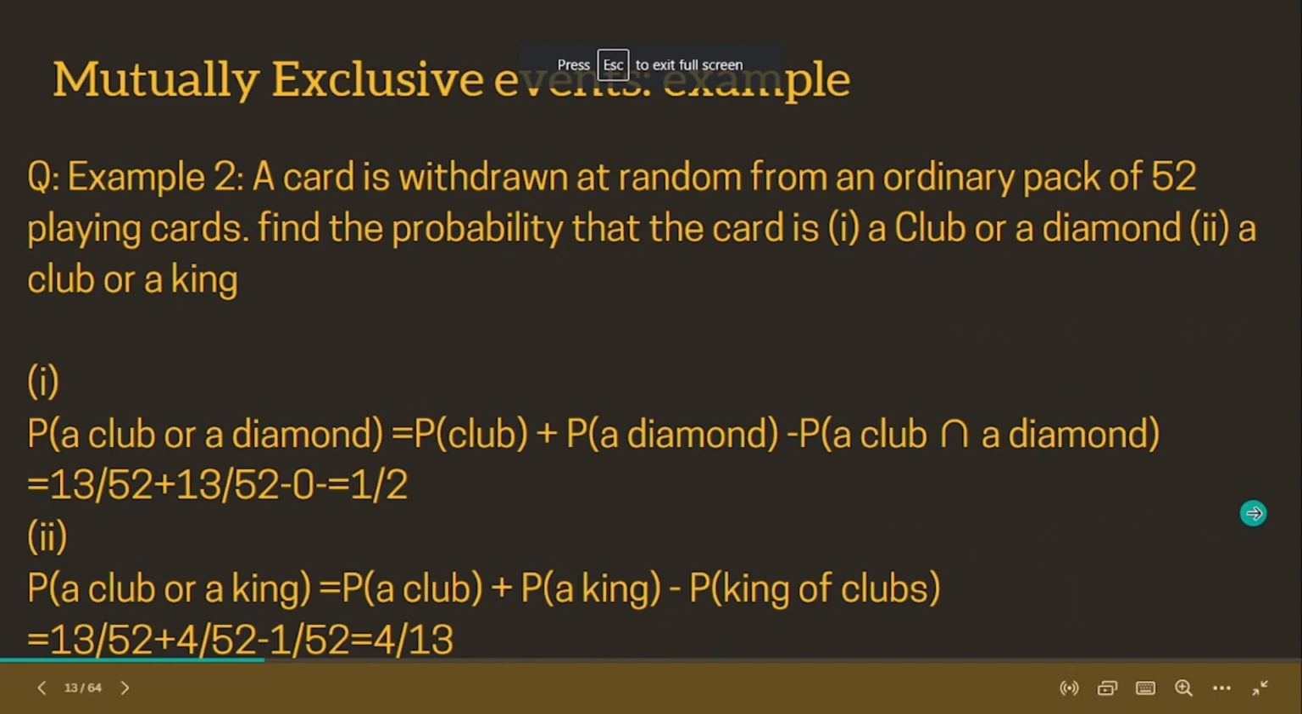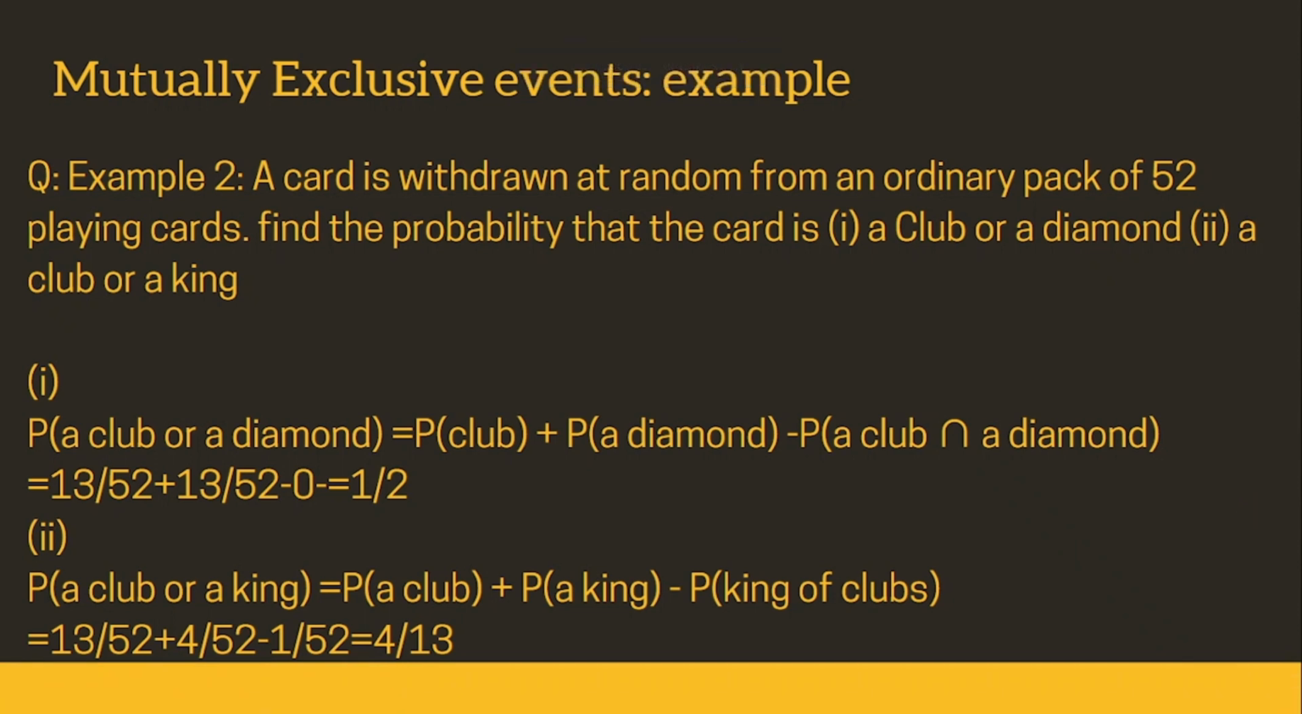Anyway, so the probability that it is either a club or a diamond is just the probability of a club plus the probability of a diamond minus the probability that it is both a club and a diamond at the same time. But since club and diamond are different cards intrinsically, it's just 13 over 52 plus 13 over 52, which equals a half. Then in the case of the probability of it being a club or a king, there can be a king of clubs. So when we add the 13 clubs and the 4 kings available, we will minus the king of clubs as well because it will overlap. So in that case, you finally get the answer of 4 over 13.